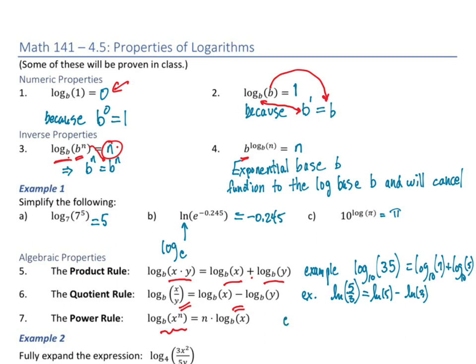An example of this would look like, suppose we have log base b of x to the 4th. This is written as 4 times log base b of x. So it just looks like the 4 comes down in front. And we'll kind of prove that in a second here.